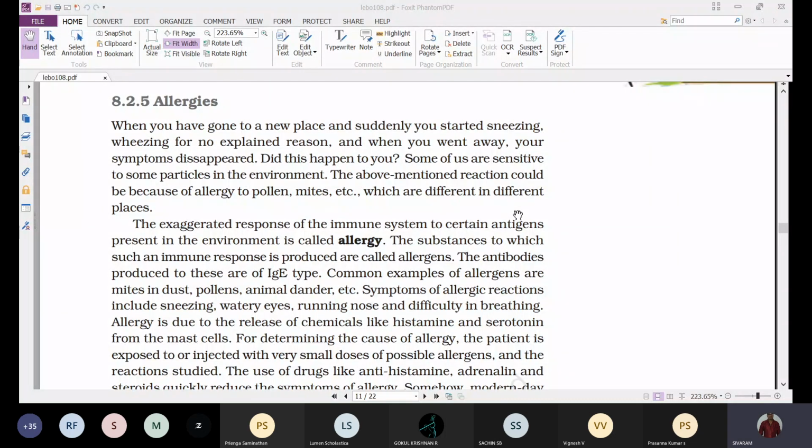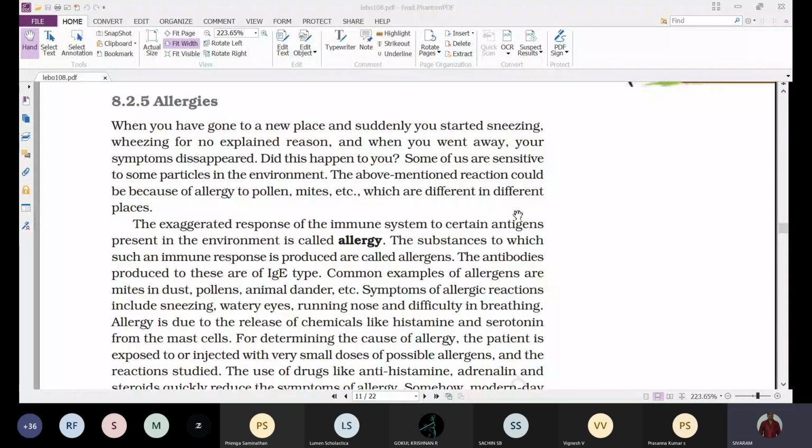That means you have some disturbance in your body without any reason. Did this happen to you? You might have observed this thing in your everyday life, now and then. Some of us are sensitive to some particles in the environment. That means some persons cannot go to the ground and cannot play in that dust.